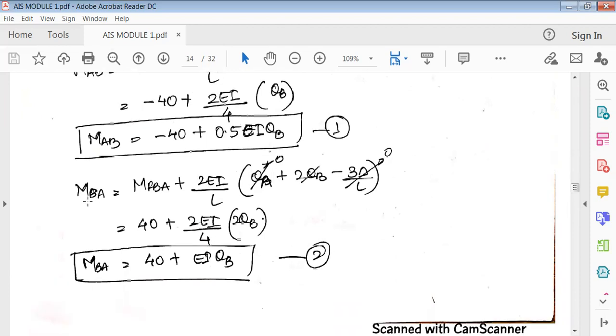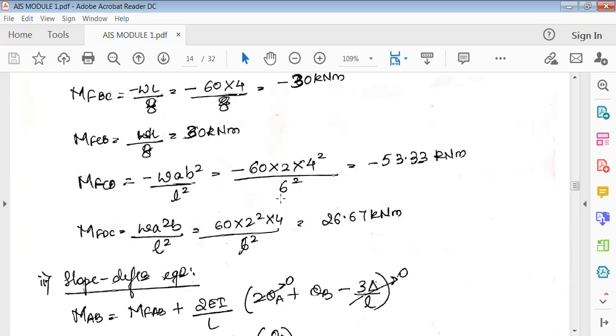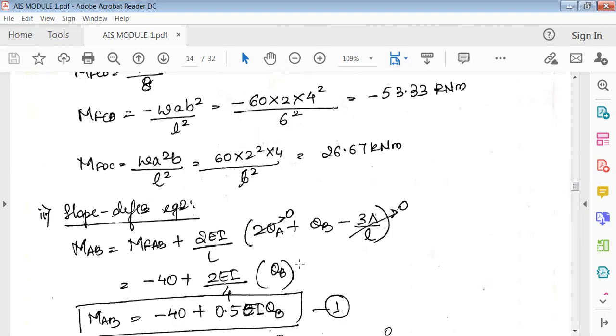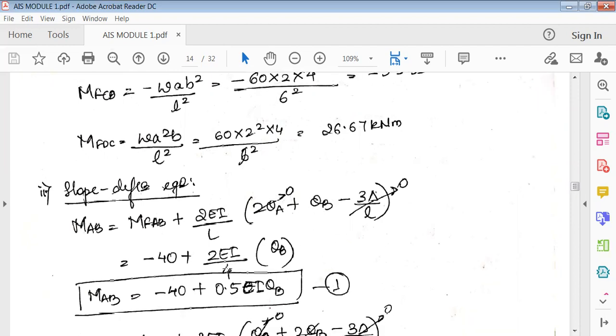Then similarly, MBA. The formula is MFBA plus 2EI by L, then open the bracket. Again, as usual, write it in sequence: first theta A, then theta B. So theta A plus, now the B term is first here, so it should be multiplied with 2. So 2 times theta B minus 3 delta by L. Close the bracket. Again, theta A is a fixed support, so it becomes 0, and there is no sinking of support. In the question, they have not at all given that the supports are sinking. So this term also becomes 0. So you're left with only theta B now.